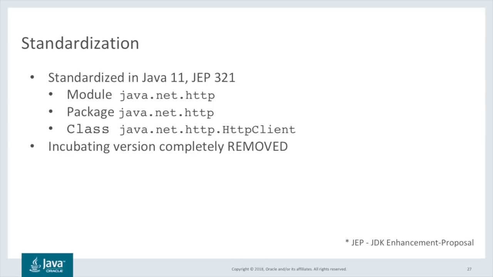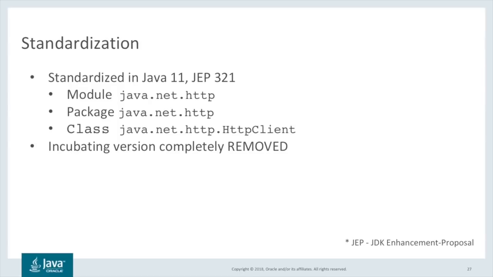For Java 11, a new JDK enhancement proposal was filed, JEP 321, to standardize the API. This required giving the HTTP client a standard module and package name, java.net.http. This standard package now includes the complete API, and the incubating version has been completely removed.